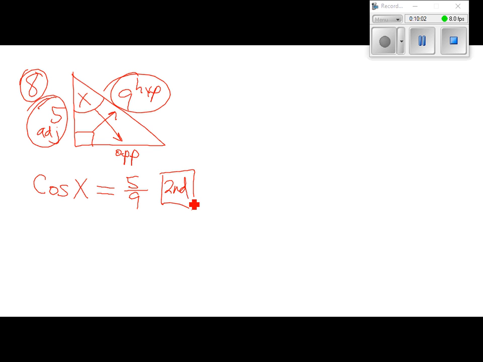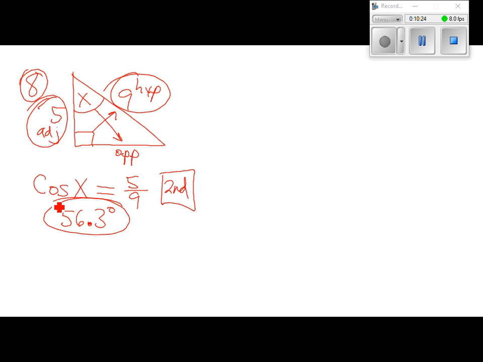So you grab your calculator, you hit second, cosine, 5 divided by 9, close the parenthesis, and you end up with something like 56.25. So the angle is about 56.3 degrees.